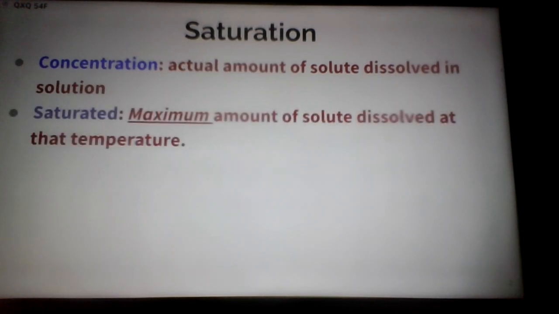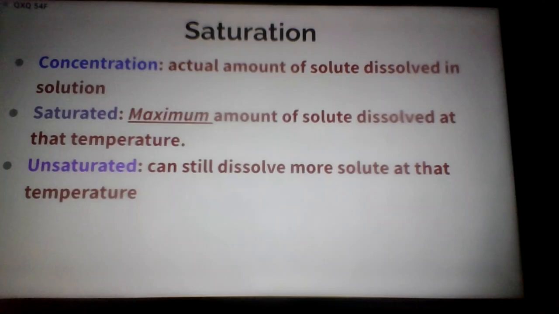Now, all solutions have a point in which we cannot get any more of the solute to dissolve. Remember, we talked about solutes and solvents last time. We call that saturated. At the same temperature, we have reached the maximum. There will be no more dissolving even if we put more solute in. That is called saturation. In order to get more solute to dissolve, we will have to raise the temperature, maybe put the liquid in the microwave if it's microwave safe, and warm up or heat up on the stove.